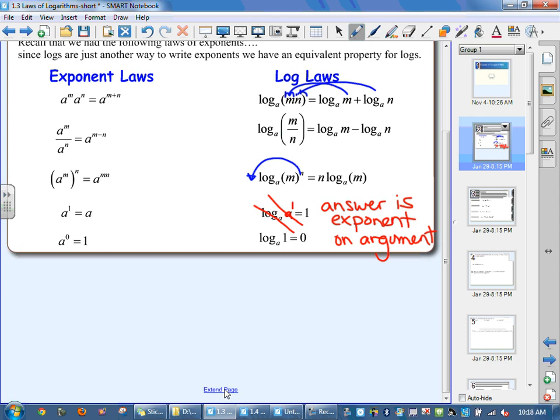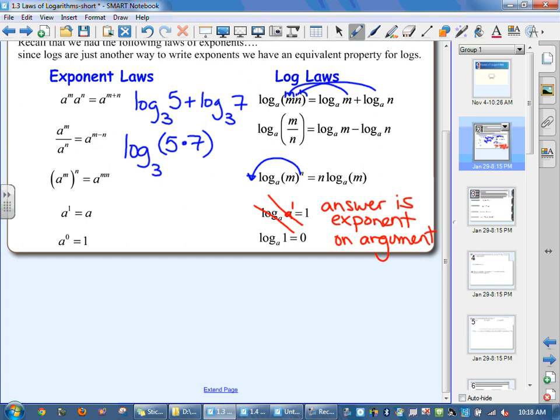For the very first one, I could write log base 3 of 5 plus log base 3 of 7. What is that telling me to do if I combine them? If there's a plus sign in the middle, how do I combine them? I take the 2 numbers and I multiply them. So I'm going to have log base 3 of 5 times 7.